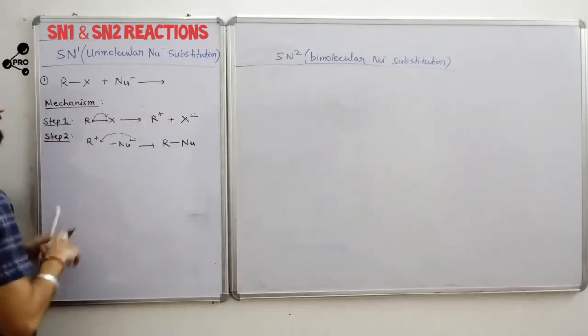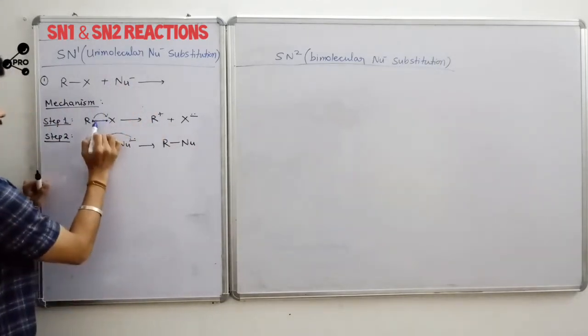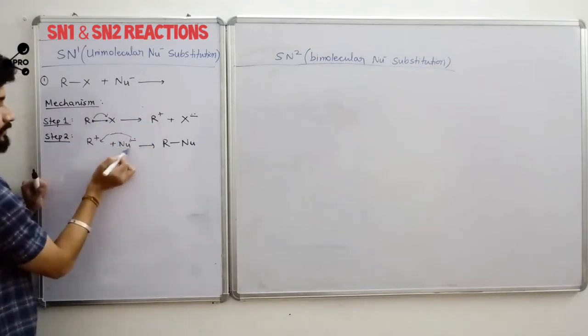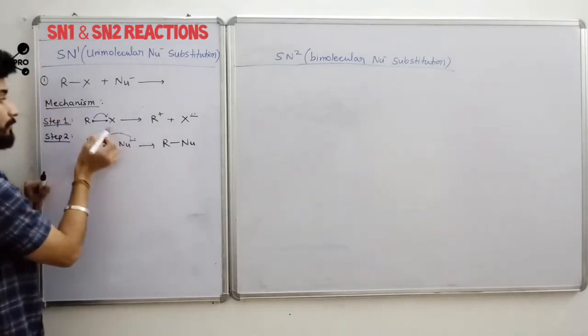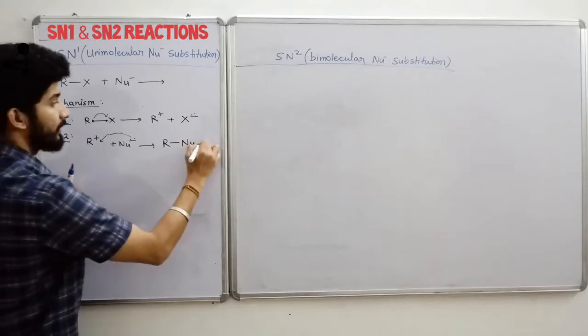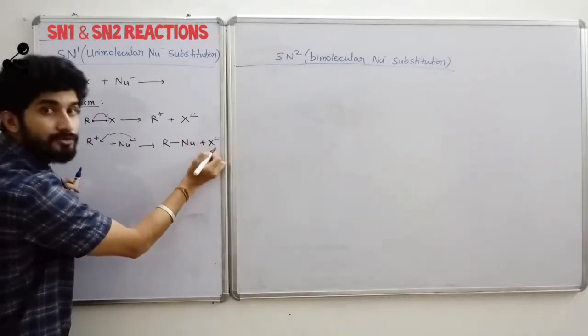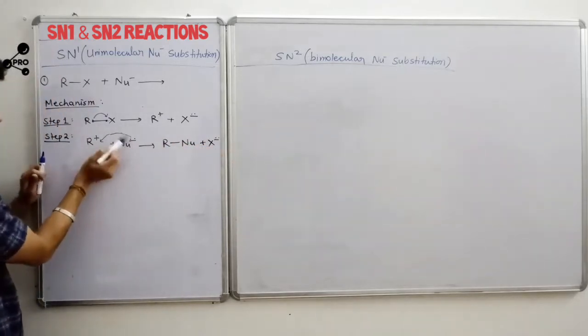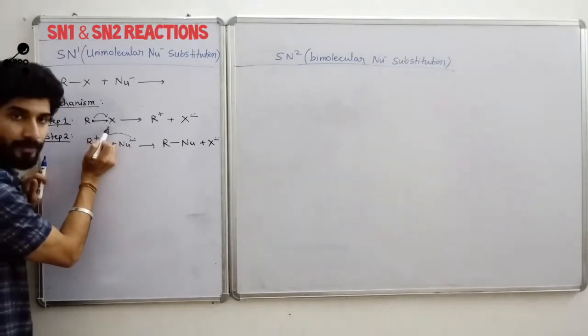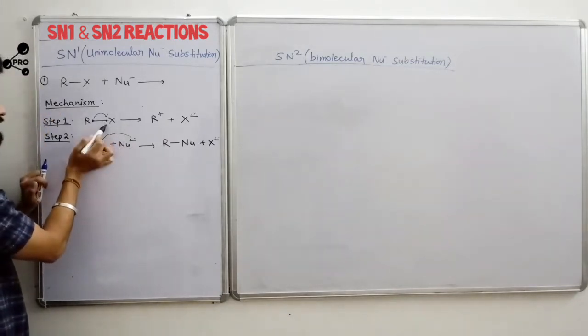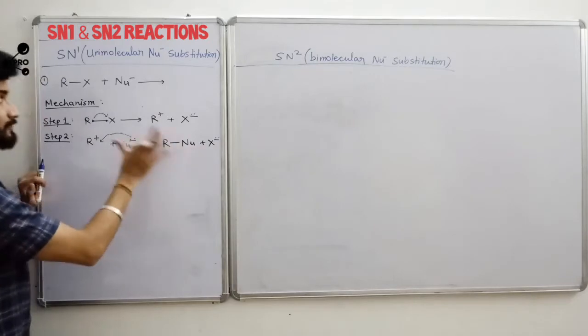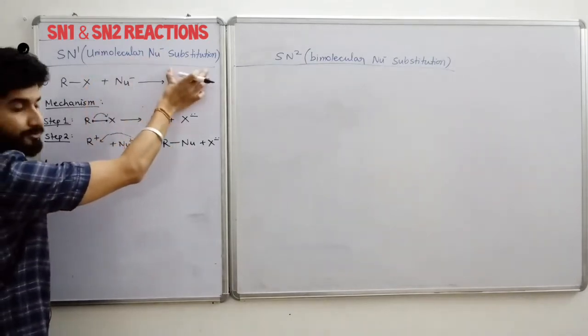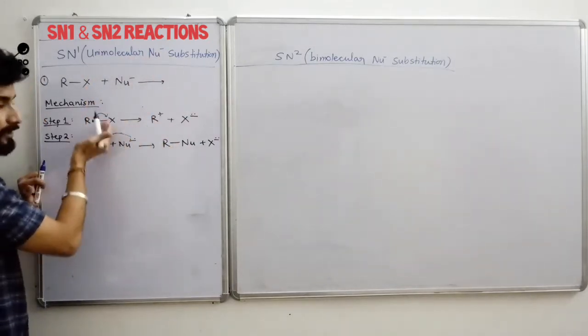So what is happening here? The halide part is leaving and a new nucleophile is adding. Both are nucleophiles. X minus is also a nucleophile. So one nucleophile is substituting the other nucleophile and forming the product. That's why we call it nucleophilic substitution, because both are nucleophiles.